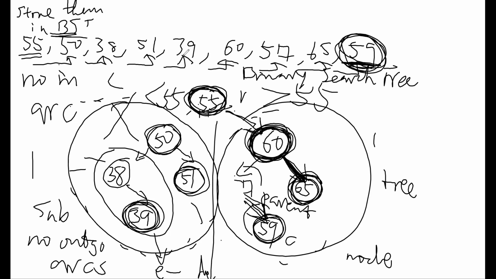When I reach the next one, I compare with 60. Oh, it's less than 60. So I know I don't need to worry about the right subtree. I just need to follow the left subtree, and then you see you find it. So how many comparisons? You just compare 1, 2, 3. You just have 3 comparisons.